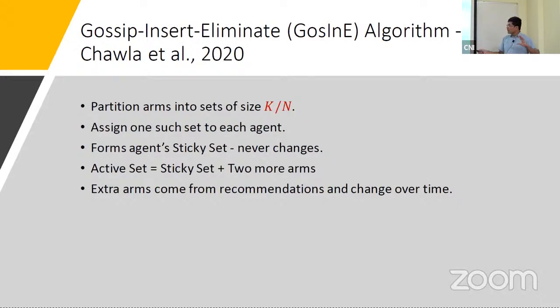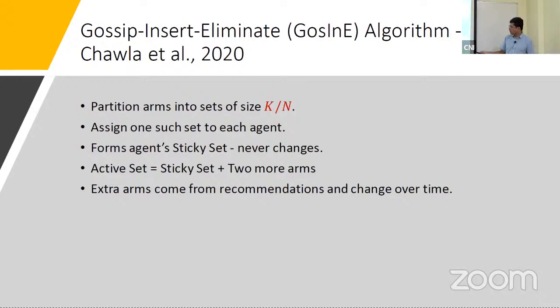So what we do is at the start we agree on a partition of the arms. We are going to cover the arms among the agents, so between the different agents, all the possible actions will be played. So I'll assign to each of you a subset of arms, and this we call the sticky set. But this will never change throughout the algorithm. But in addition, you will play a few extra arms, and here it's just 2 more. And these will be based on the communications you send and receive.